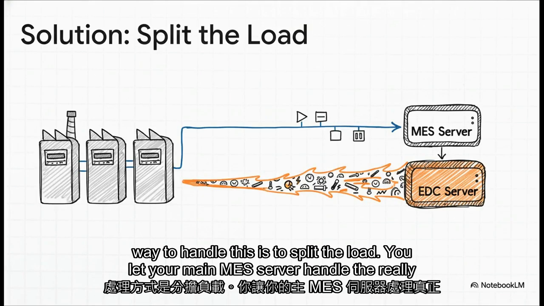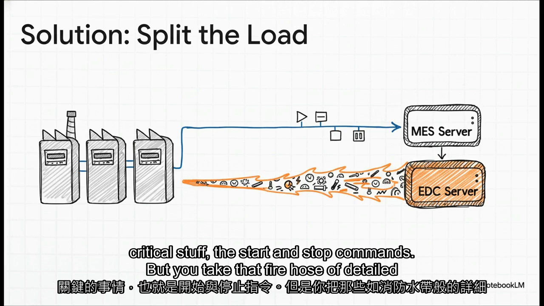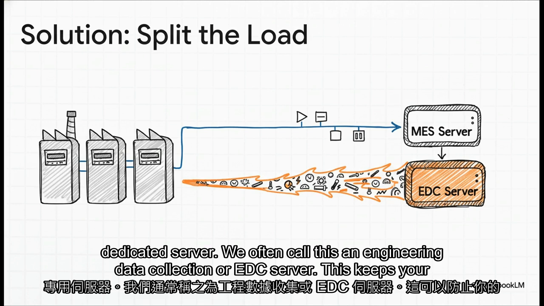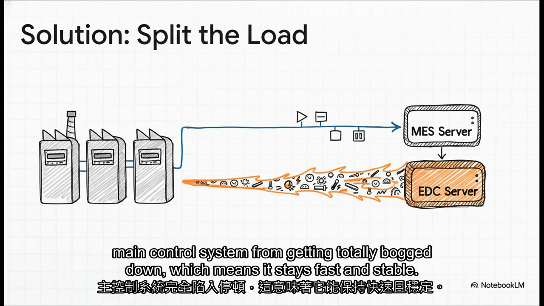So the smart way to handle this is to split the load. You let your main MES server handle the really critical stuff, the start and stop commands. But you take that fire hose of detailed trace data, I'm talking sensor readings every single second, and you offload it to a separate, dedicated server. We often call this an engineering data collection, or EGC server. This keeps your main control system from getting totally bogged down, which means it stays fast and stable.